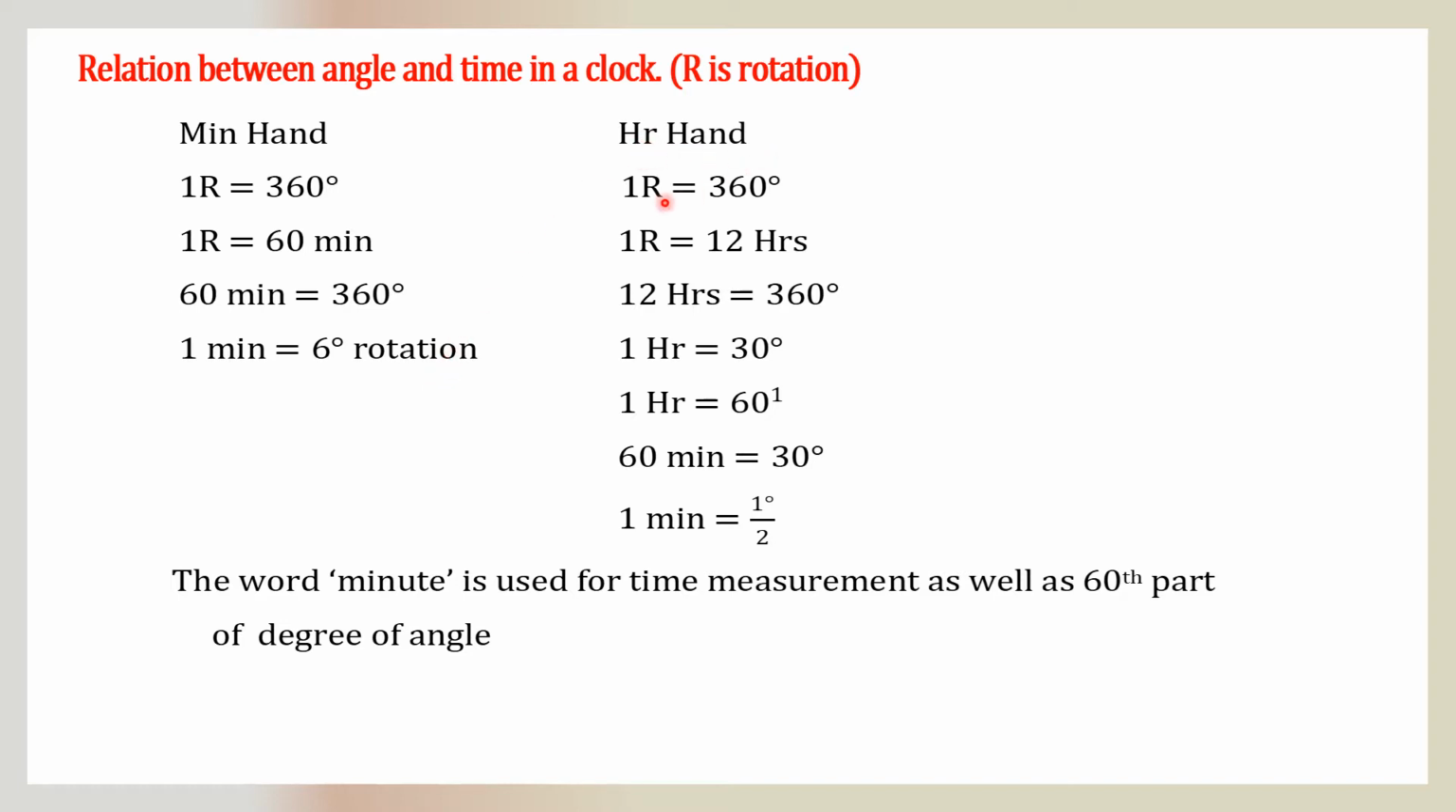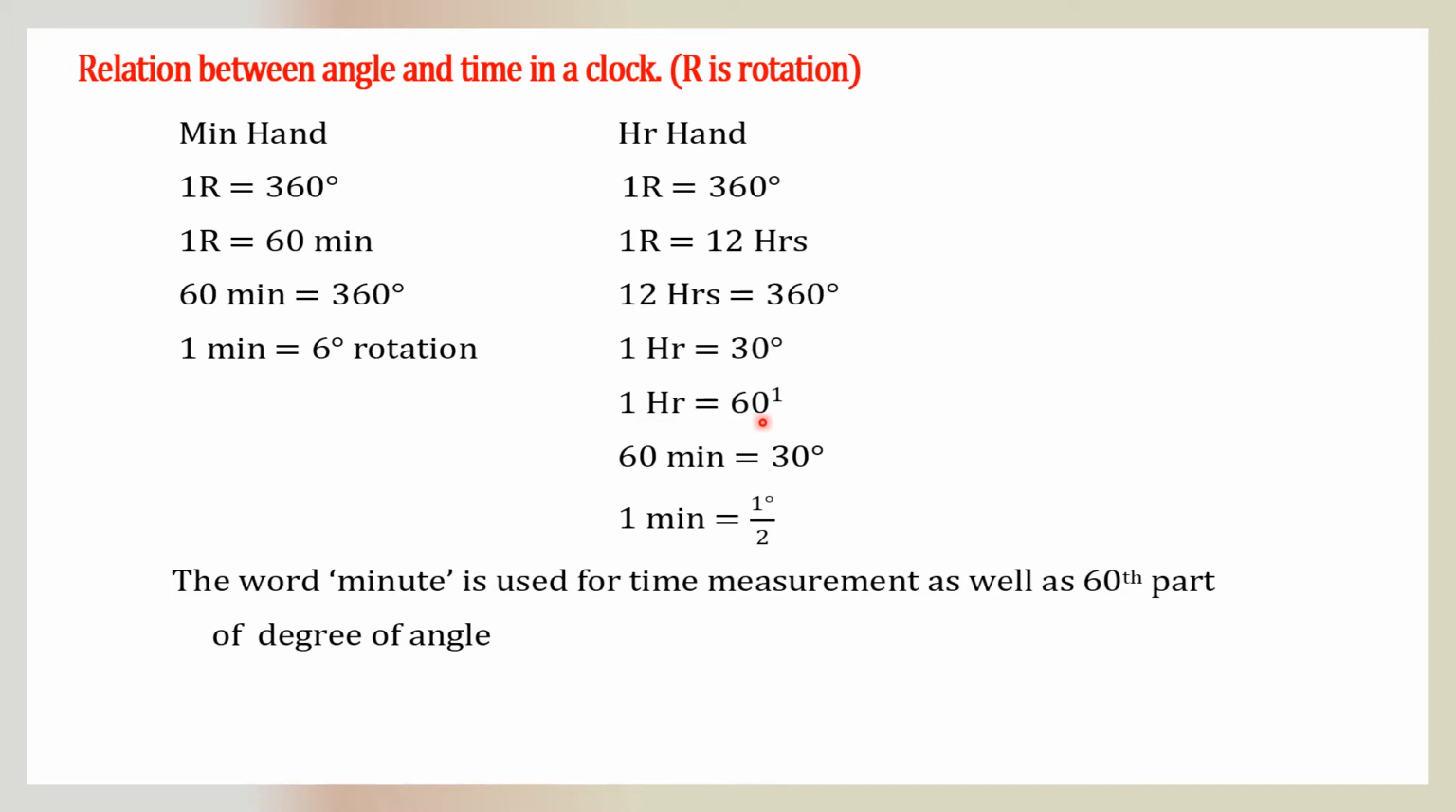Take the hour hand. The hour hand also completes one rotation of 360 degrees. The hour hand completes one rotation in 12 hours. Therefore 12 hours equal 360 degrees. Divide 360 degrees by 12, 1 hour equals 30 degrees. When the hour hand completes 1 hour, the angle is 30 degrees.